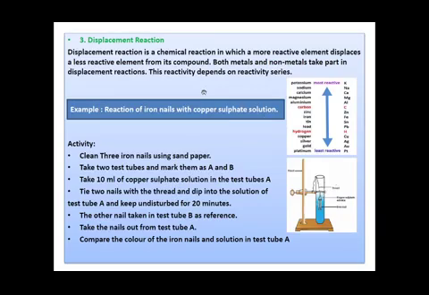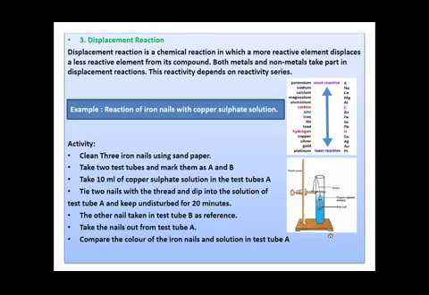So let us understand it with the help of an example. That is the reaction of iron nails with copper sulfate solution. Here 3 iron nails are taken. Please listen to this. This particular activity is very important and it also comes in your examination. So 3 iron nails are taken, 2 test tubes are taken, and they are labeled as test tube A and test tube B. In each of the test tubes, 10 ml copper sulfate solution is added. The copper sulfate solution is blue in color.